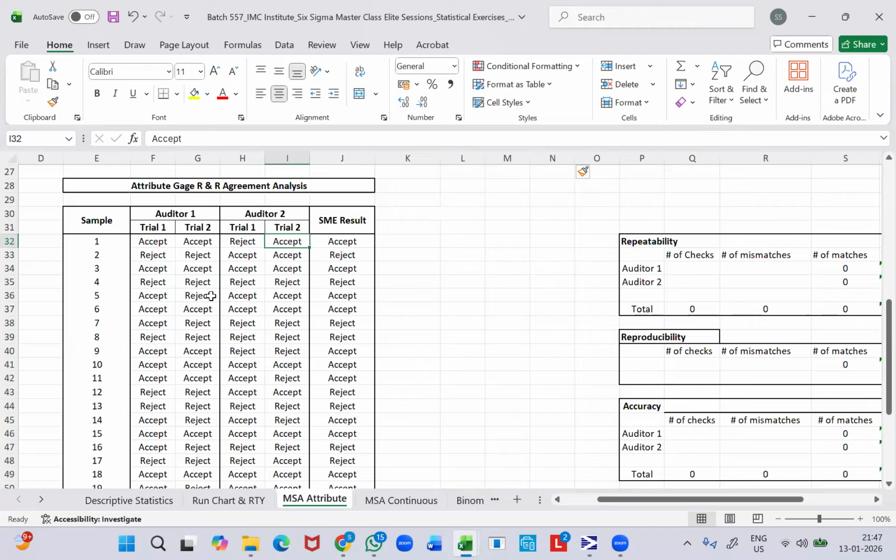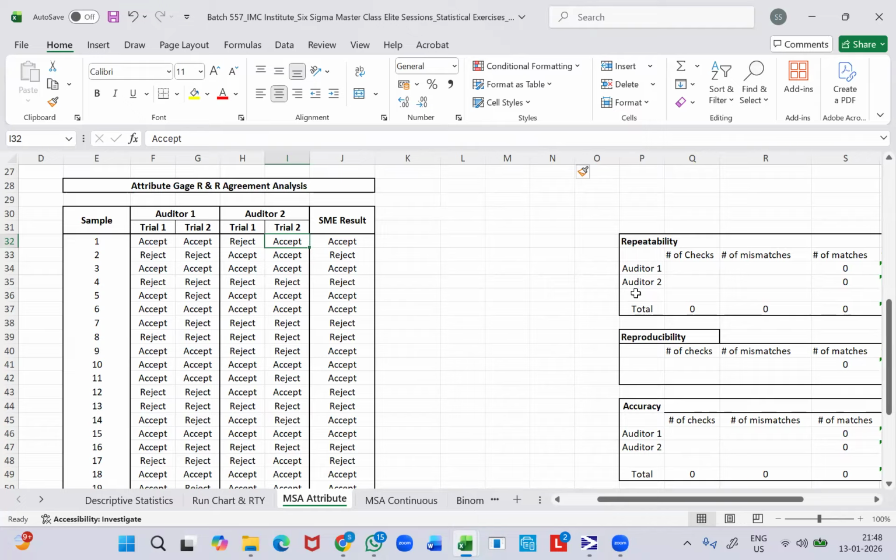And this repeatability variation percentage that we would calculate should be ideally less than 10%, right? So as I told you, even if one of the metrics, like either repeatability or reproducibility or accuracy, has a variation percentage in excess of 10%, then we need to infer that the measurement system is not working fine. So all the three metrics, the variation percentage or the mismatch percentage, should be less than 10%. Clear? Right? So that is the criteria.